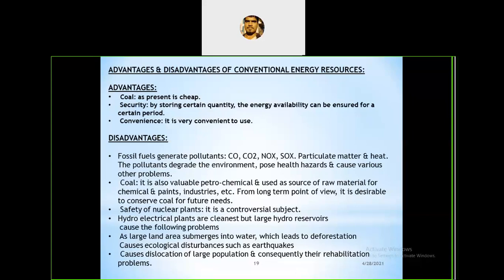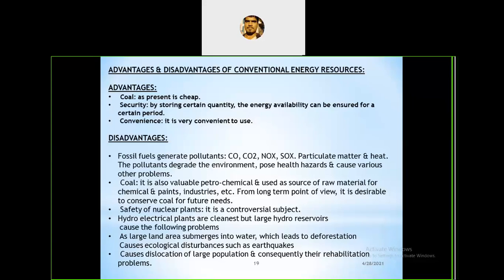And come to the advantages and disadvantages of conventional energy sources. Conventional means commercial. So the advantages, for example coal: coal is very cheap, easily available, and also produces very effectively. Efficiency is very high. Second, security. By sorting certain qualities, energy availability can be ensured for a certain period. Of course, there are a lot of grades of coal, and high grade coal produces high energy, low grade produces low energy. We can ensure that the production of energy is ensured.